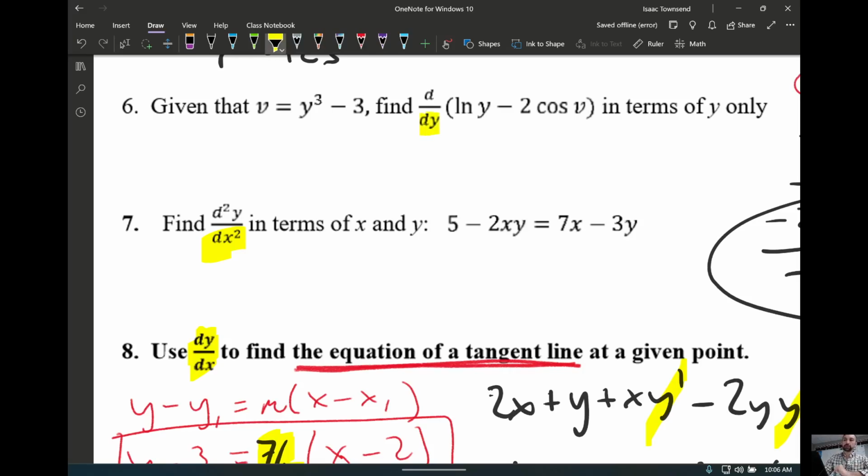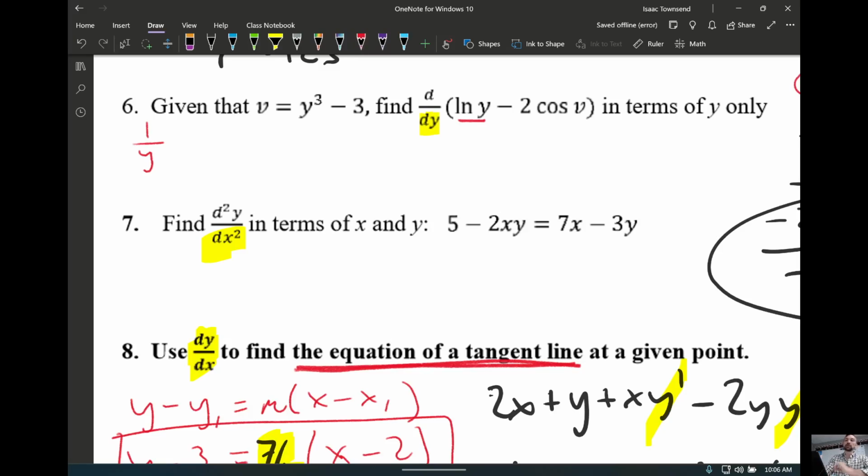We're taking the derivative with respect to y. So the derivative of natural log of something is going to be 1 over the something. Now normally when I take the derivative of y, I need a y prime, but I don't in this case because it's with respect to y.